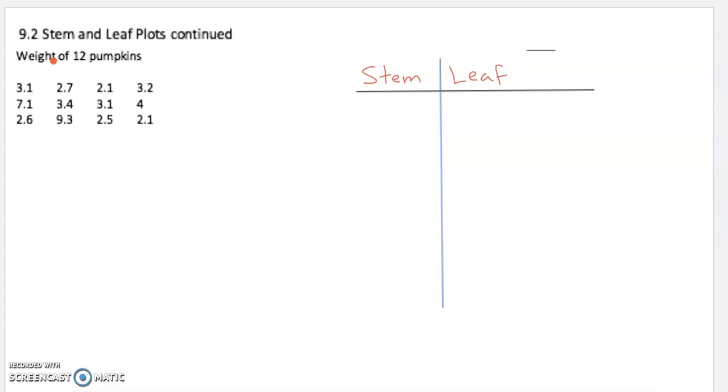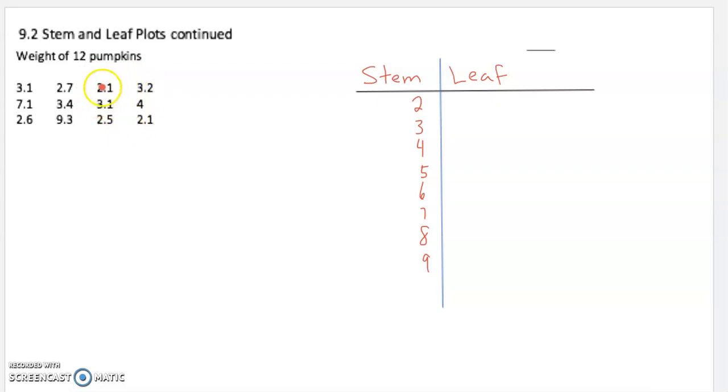So the first thing I'm going to do is look for my stems. It looks like my smallest number is 2.1 and my biggest number is 9.3. So my stems are going to be from 2 all the way to 9. Okay, now let's go through. We only have 12 numbers here, so we could probably get away without putting these in order from least to greatest, although it is probably going to make your life easier if you do it, but let's try to do it without it, to save you guys time of watching me put it in order from least to greatest.